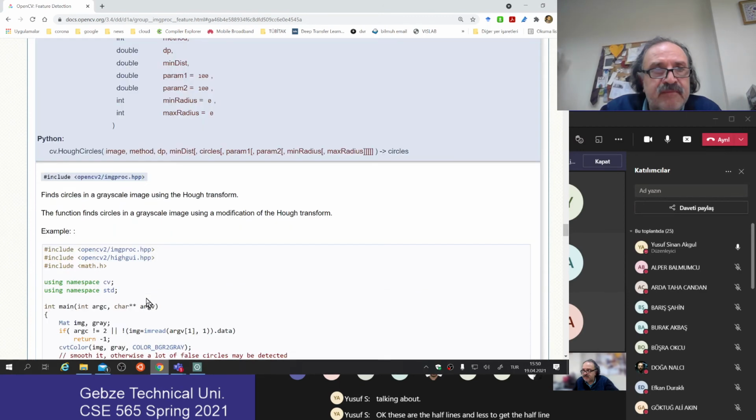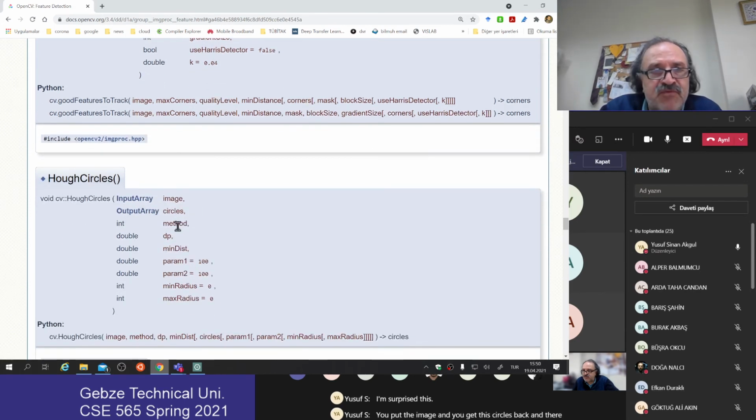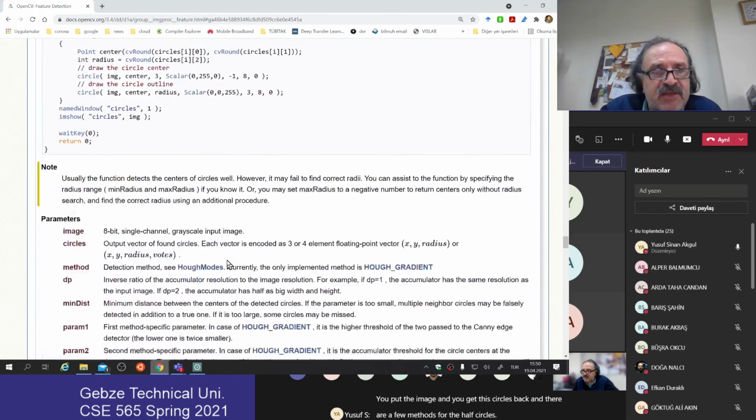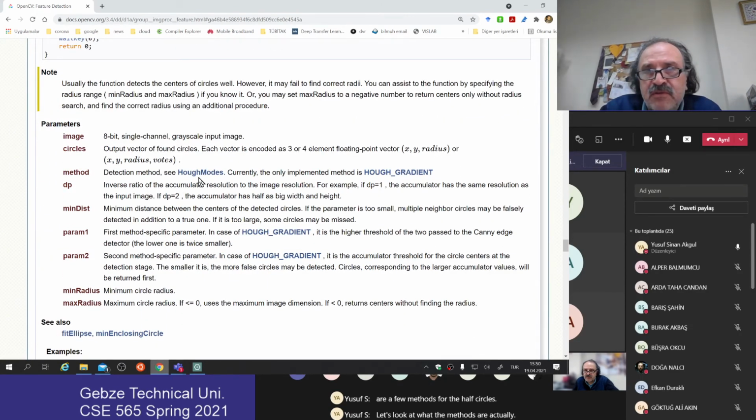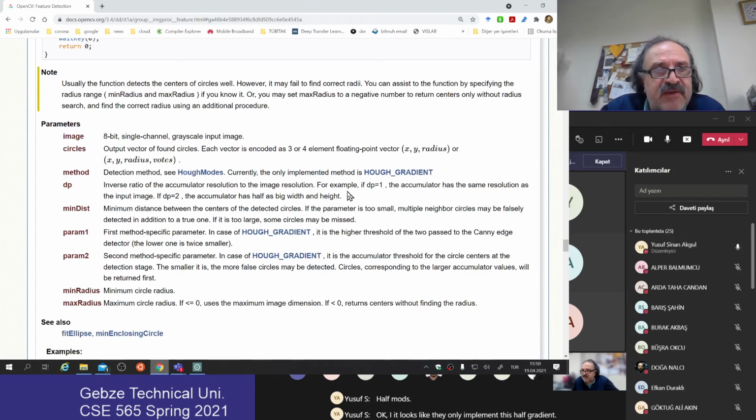Hough circle is this. You put in the image and you get the circles back, and there are a few methods for the Hough circles. Let's look at what the methods are. Hough modes. It looks like they only implemented this Hough gradient. I don't know what the others are. Remember, with Hough circles your voting space is the same as the input space, but if you like to use a different resolution, you would use this DP. And the minimum distance between the detected circles, you would give here. And these are the parameters for different Hough circle methods.